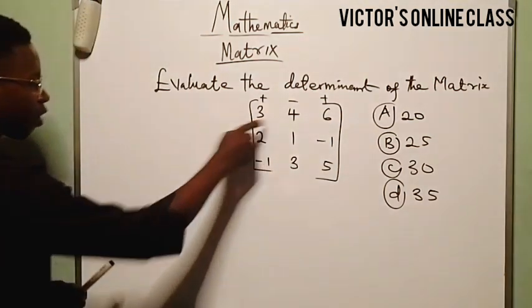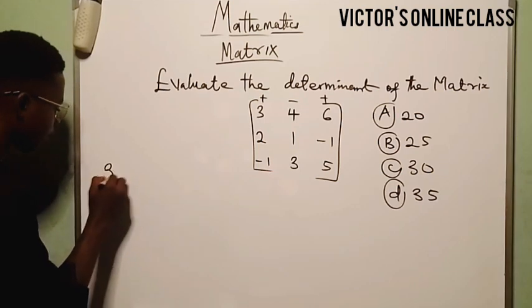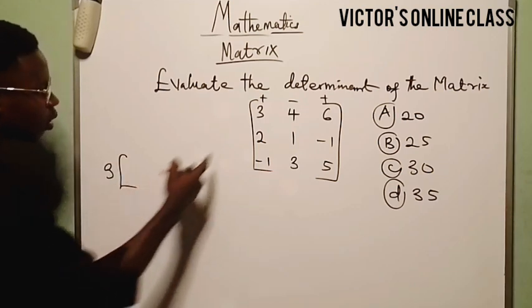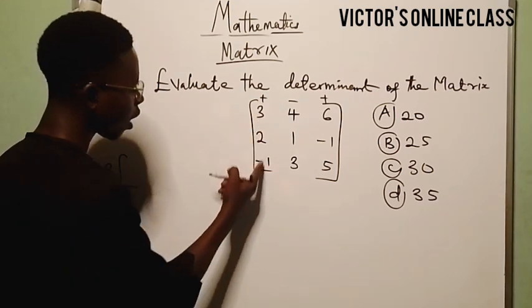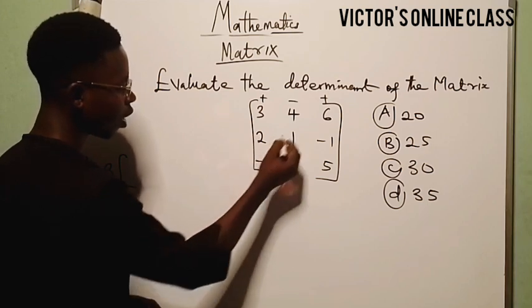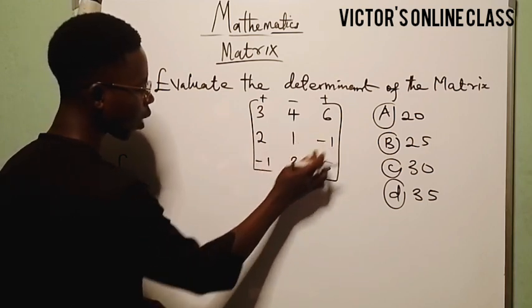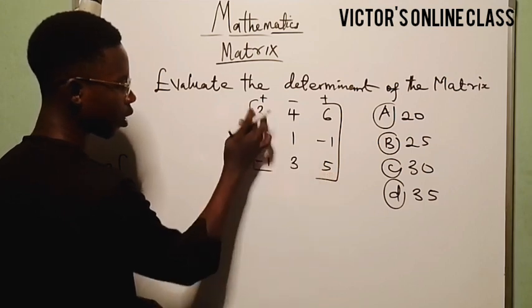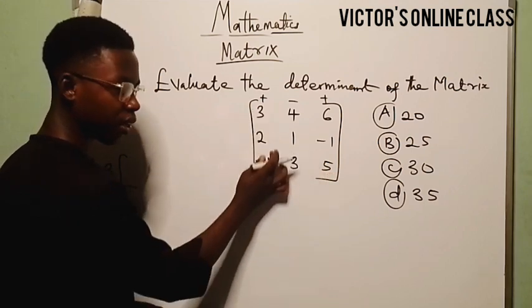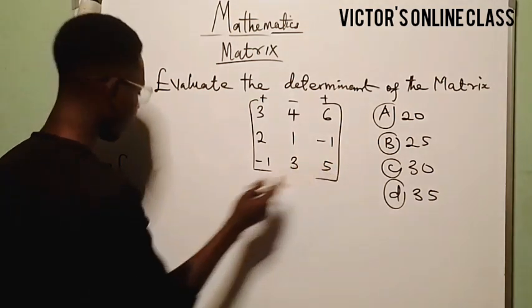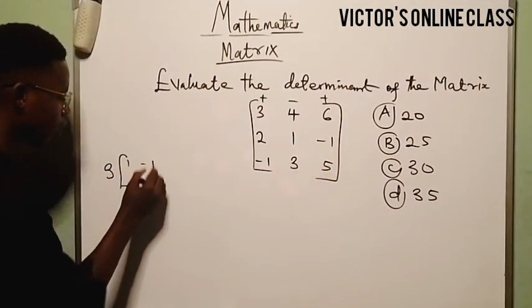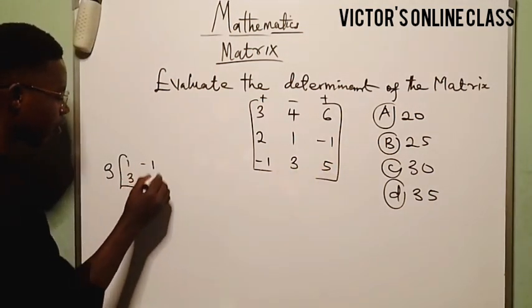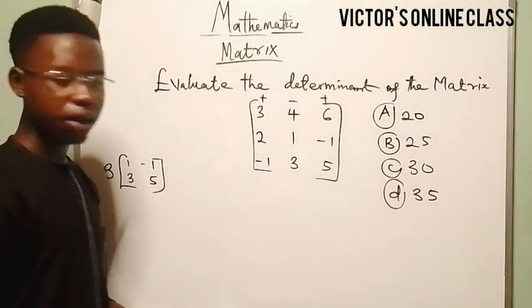Now you take the first one, which is a 3. If you take 3, don't write down what is beneath it. Take only 1, minus 1, 3 and 5. You see this point now? When you take 3, don't carry any value here. Take only this. Therefore you'll be having 1, minus 1, 3 and 5. I'm sure you're understanding it.